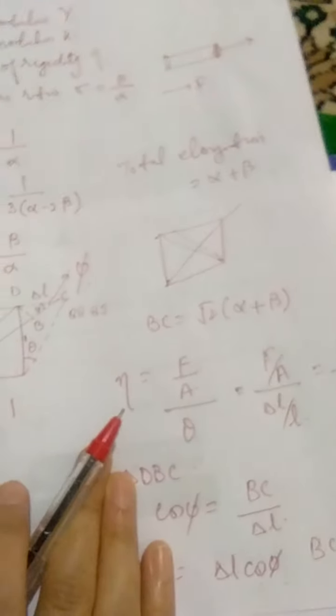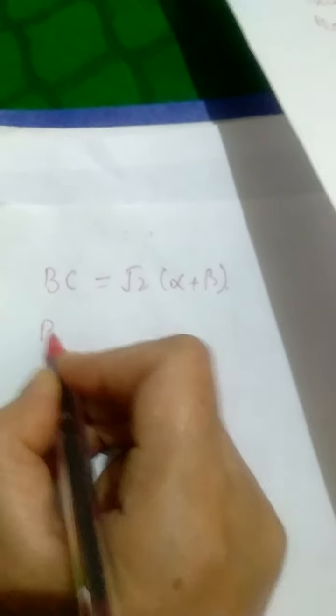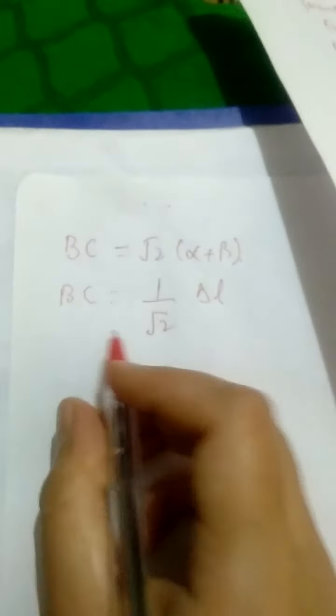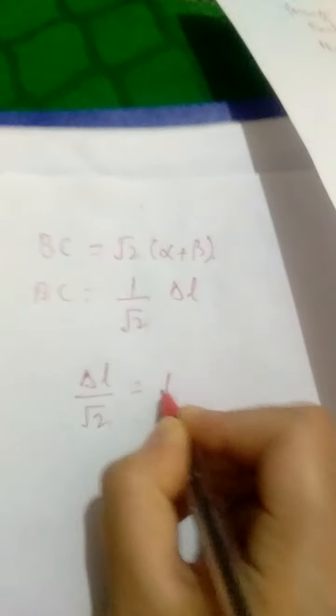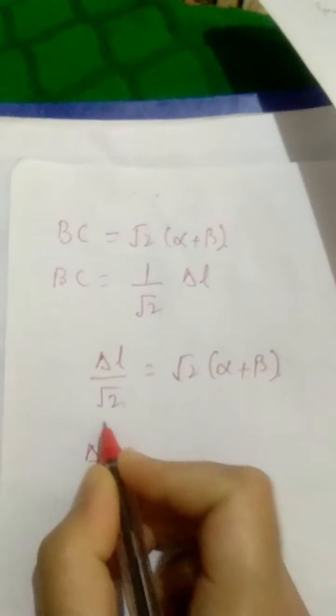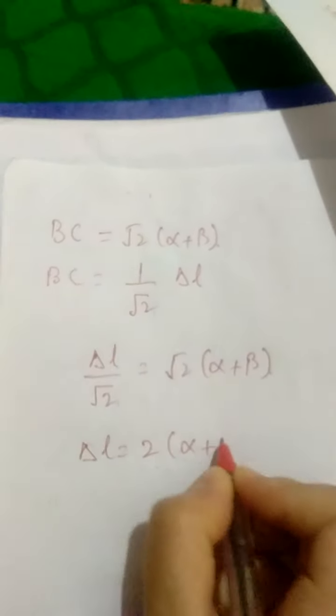Now we can equate these two. We have already found BC. BC is root 2 times alpha plus beta, and BC is also equal to 1 by root 2 times delta L. So let us equate those equations. We get delta L by root 2 is equal to root 2 times alpha plus beta. So delta L is equal to root 2 and root 2, that's twice alpha plus beta.